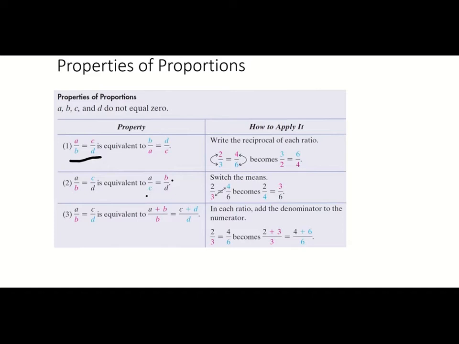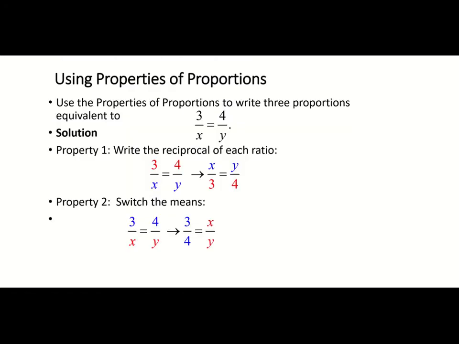The bottom one is where you start with A over B equals C over D, and then you add the denominator to each numerator. So you would do A plus B divided by B, and C plus D divided by D. Mainly, the 2 we're going to work with are the 2 listed on this page. We will typically either use the reciprocal of each or switch the means. We don't always use the third way, but it's good to know it because you may see it sometimes.